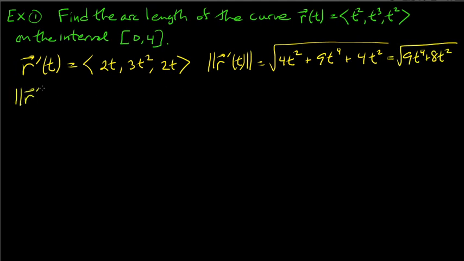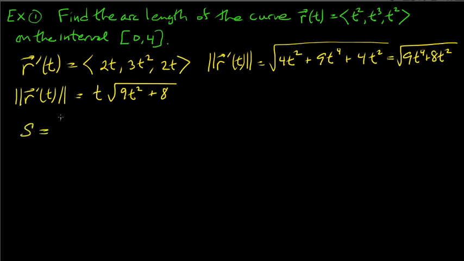Actually, we can simplify this a little bit. We can take out a t squared under the square root, which just becomes a t, because t is positive, so we're allowed to do that. And then we just get the square root of 9t squared plus 8, all times t. Okay, so that's the quantity we're going to integrate.